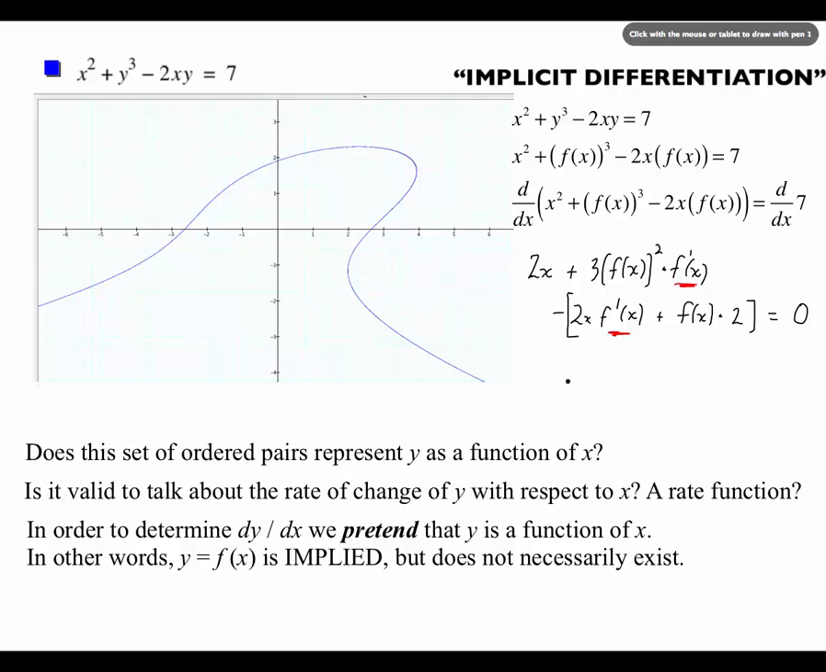Okay, so we've got 3 f of x squared times f prime of x, and this will be minus 2x f prime of x, equals, so I'm going to subtract this from both sides, negative 2x. And then see this minus in the product rule comes over here? So that's going to end up being plus 2 f of x.